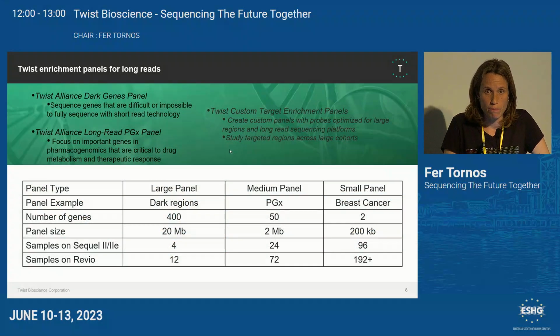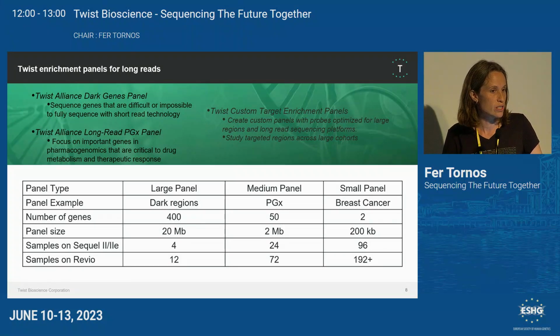We have worked together with PacBio to develop a workflow that will help you to do long-read sequencing on enriched targets. Again, the goal is going to be able to focus the reads that you're sequencing only to your targets of interest. Initially, our customers were using custom panels for this application. So basically, they were partnering with us to develop the panels based on their needs. This year, we launched 2 alliance panels, the Dark Genes panel, which is going to be focusing on difficult to sequence regions, and the PGX panel, which is focusing on pharmacogenetics targets.